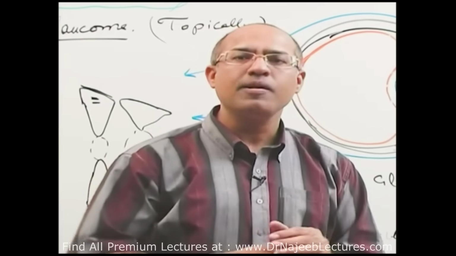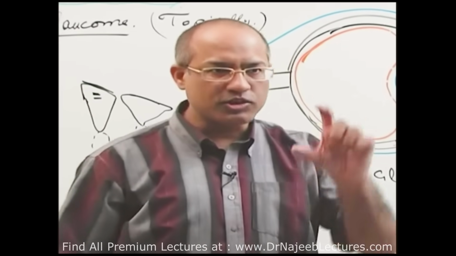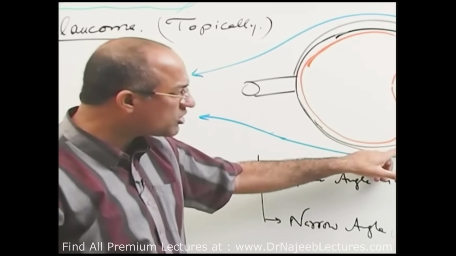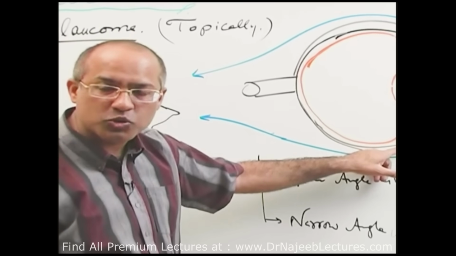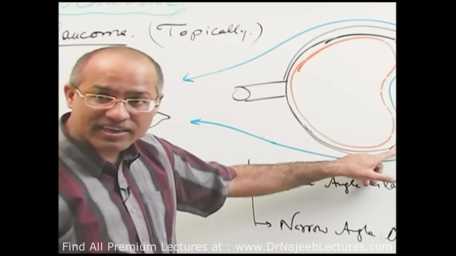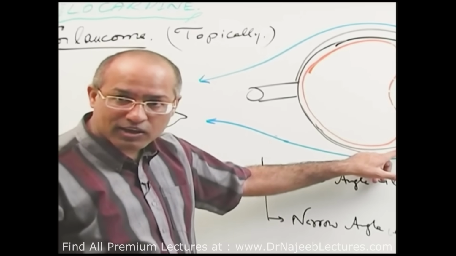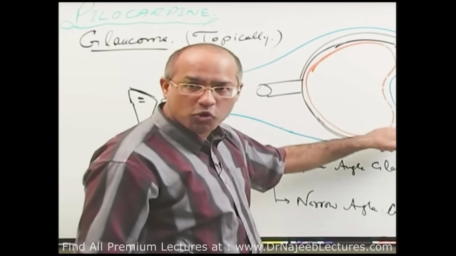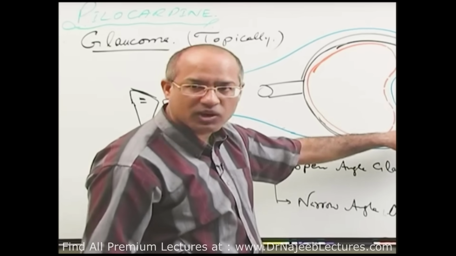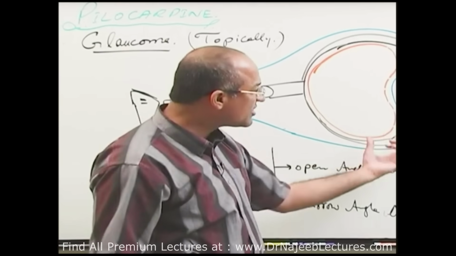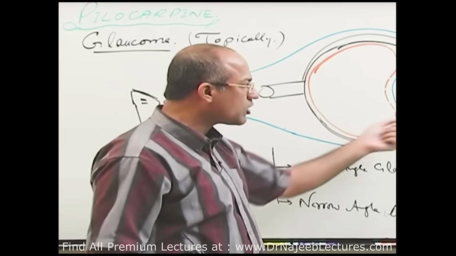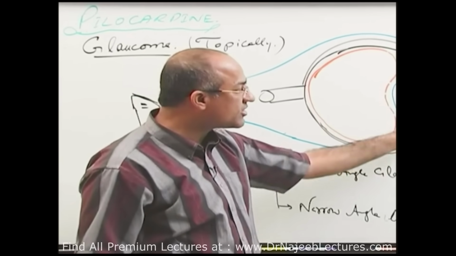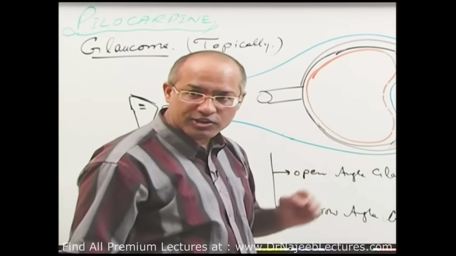So we can say pilocarpine or any drug which is miotic as well as producing contraction of the ciliaris can be used in glaucoma cases. In case of open angle glaucoma, this angle is open. Resistance is within the trabecular meshwork. But when the ciliaris contracts, it has a traction or pull on the network and opens it and facilitates the drainage of the aqueous humor.